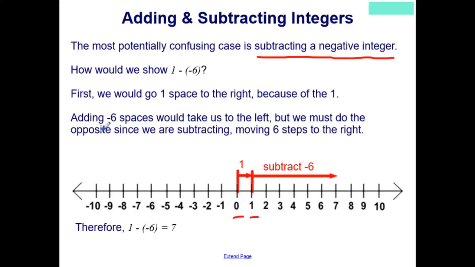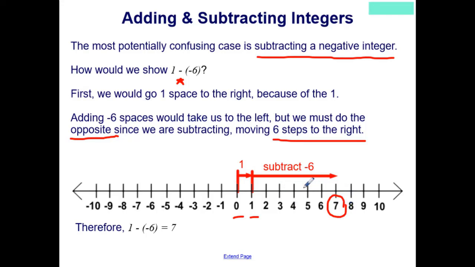We are then adding negative 6 spaces. That would take us to the left, but we're not actually adding negative 6. We're subtracting a negative 6. So we must do the opposite since we're subtracting, moving 6 to the right still. So from 1, we're going to move 1, 2, 3, 4, 5, 6, arriving us at a positive 7.